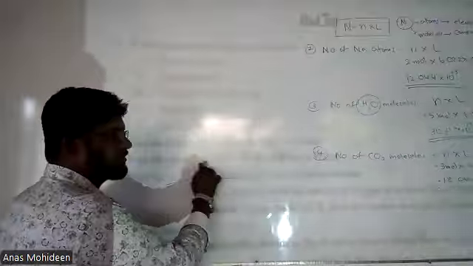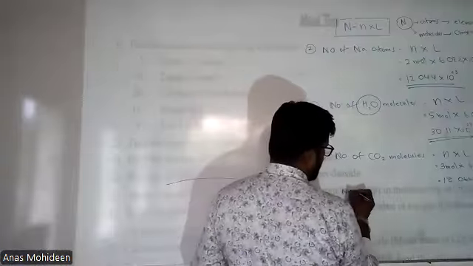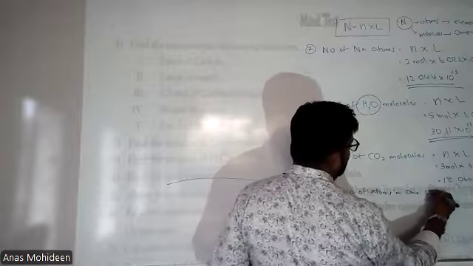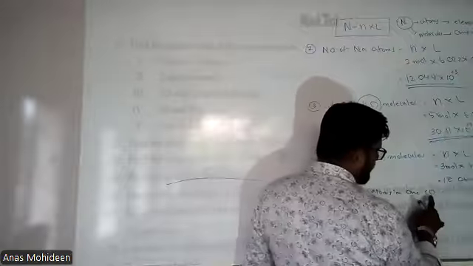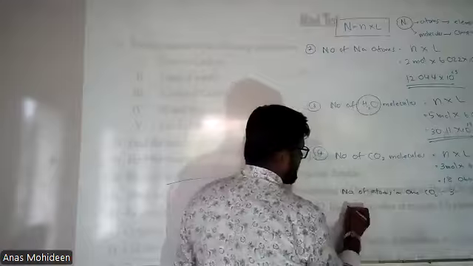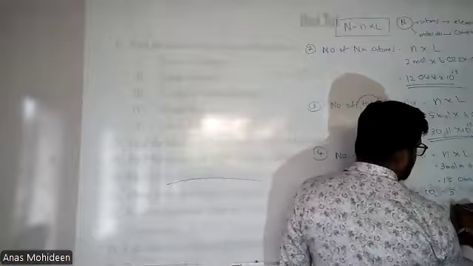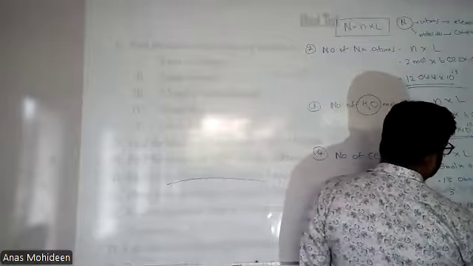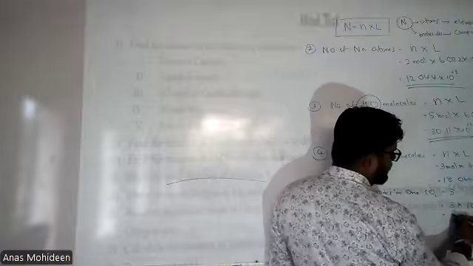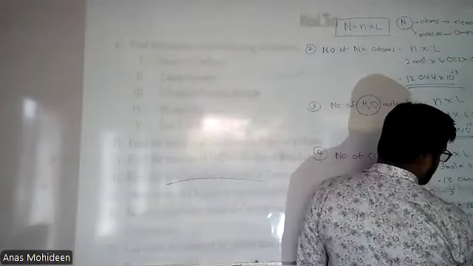You want to find out total number of atoms, right? First you write number of atoms in 1 carbon dioxide. How many atoms are there? 1 plus 2. 1 carbon, 2 oxygen, altogether 3. Hence, total atoms 3 into 18.066 into 10 to the power 23, correct? How much you got? 54.198 into 10 to the power 23.